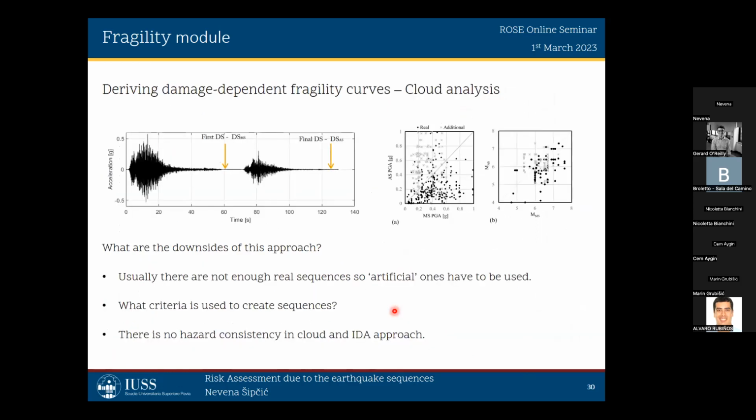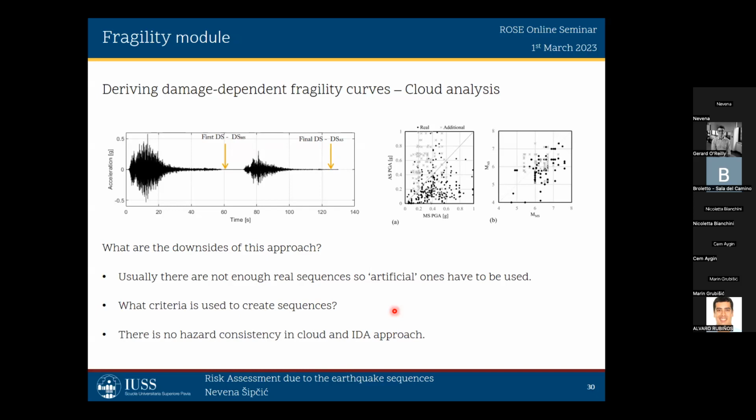The other approach is using the cloud analysis. So basically, we need to define the main shock-aftershock sequences. The problem here is that we don't have enough real sequences that are observed, so we have to find a way to populate the areas where we don't have the combinations of the aftershock and main shock intensity that we are looking at.